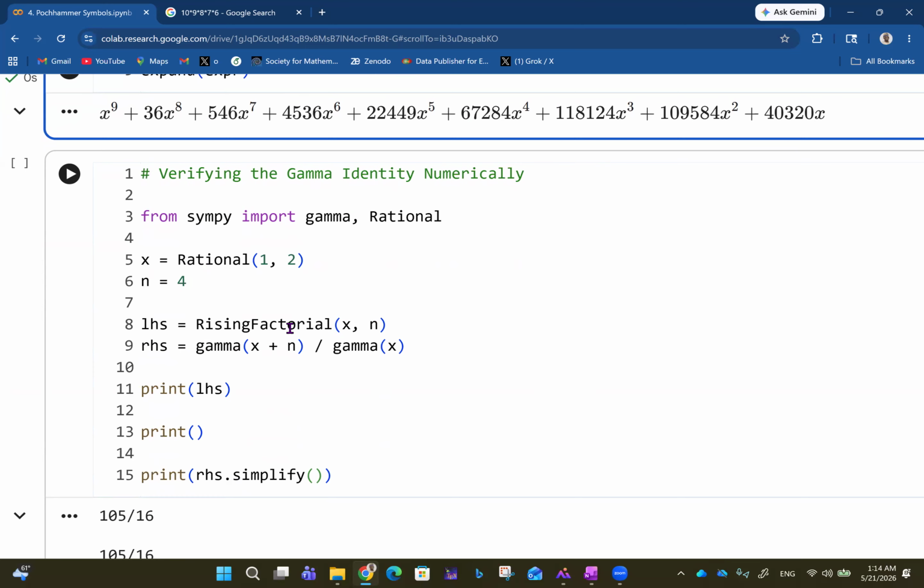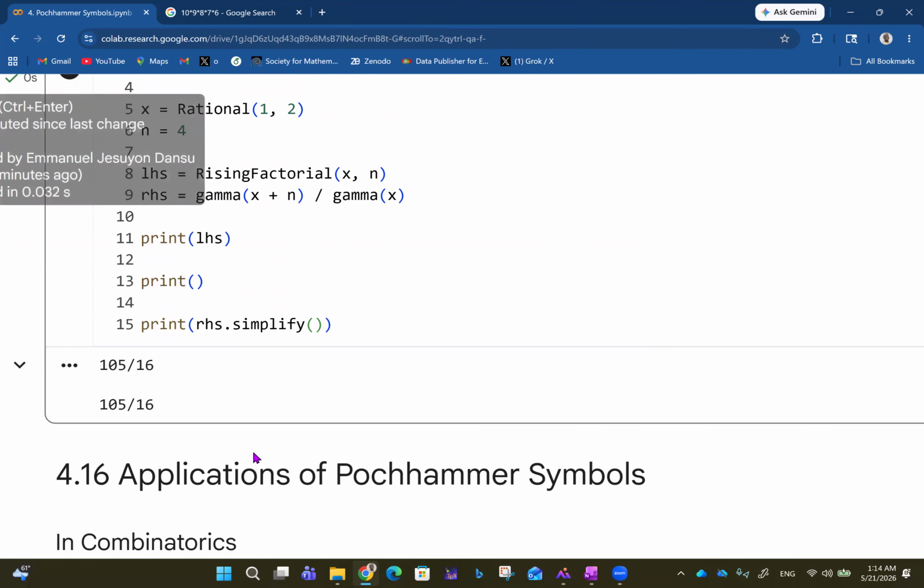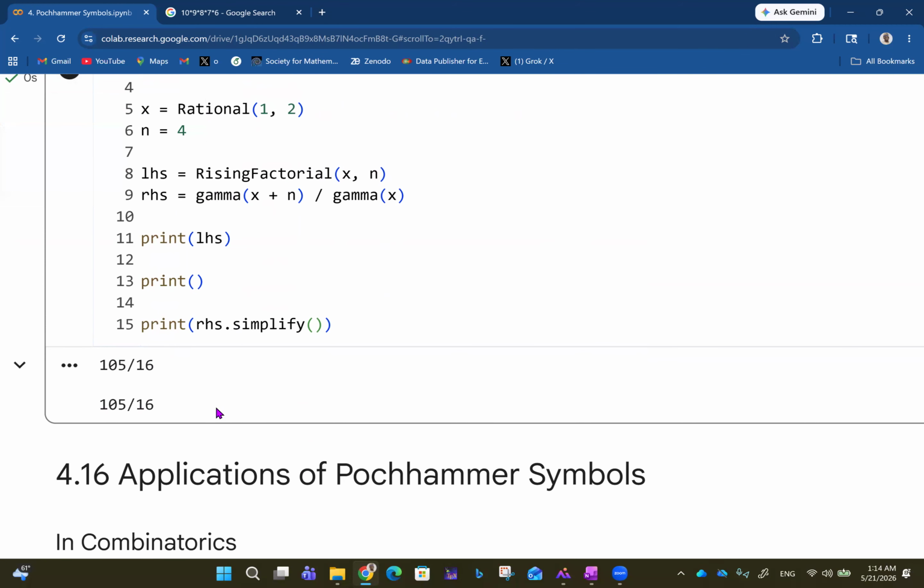So that's for the left hand side now. If you now do right hand side to be gamma x plus n over gamma x, which is a definition for the same expression, and x is already known, then n is known. So if you check the two out, you discover you get the same 105 over 16 like that.